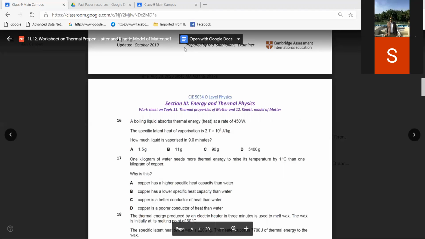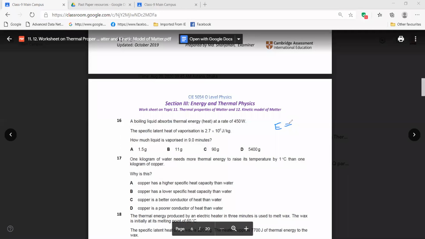So we can write this first. E equals P into T. Please write it in your copy also, Shafkat. This one is very important to write, all of you.